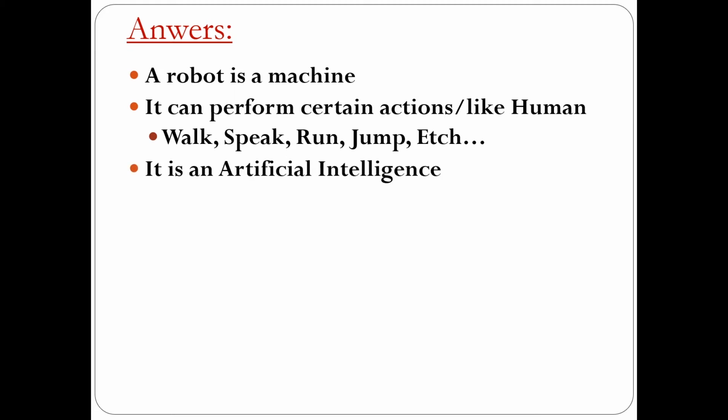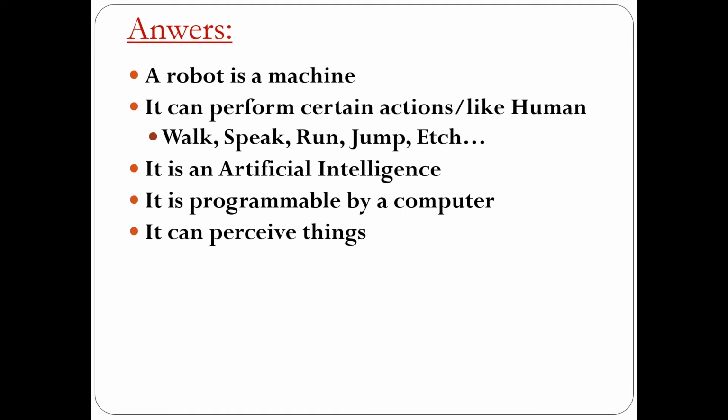It is an artificial intelligence. When we say artificial intelligence, it means it is made by humans. Okay, the brain or the intelligence of the robot is not natural. It's artificial. It is programmable by a computer. Okay, you can program a robot using a computer.